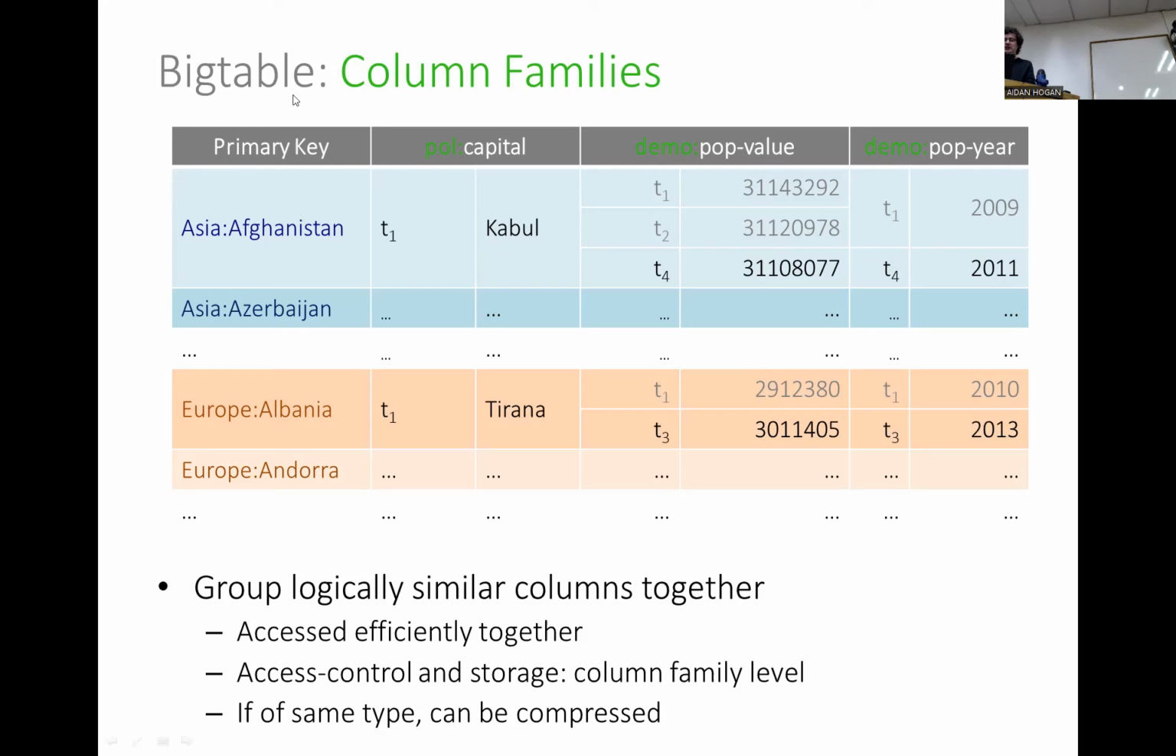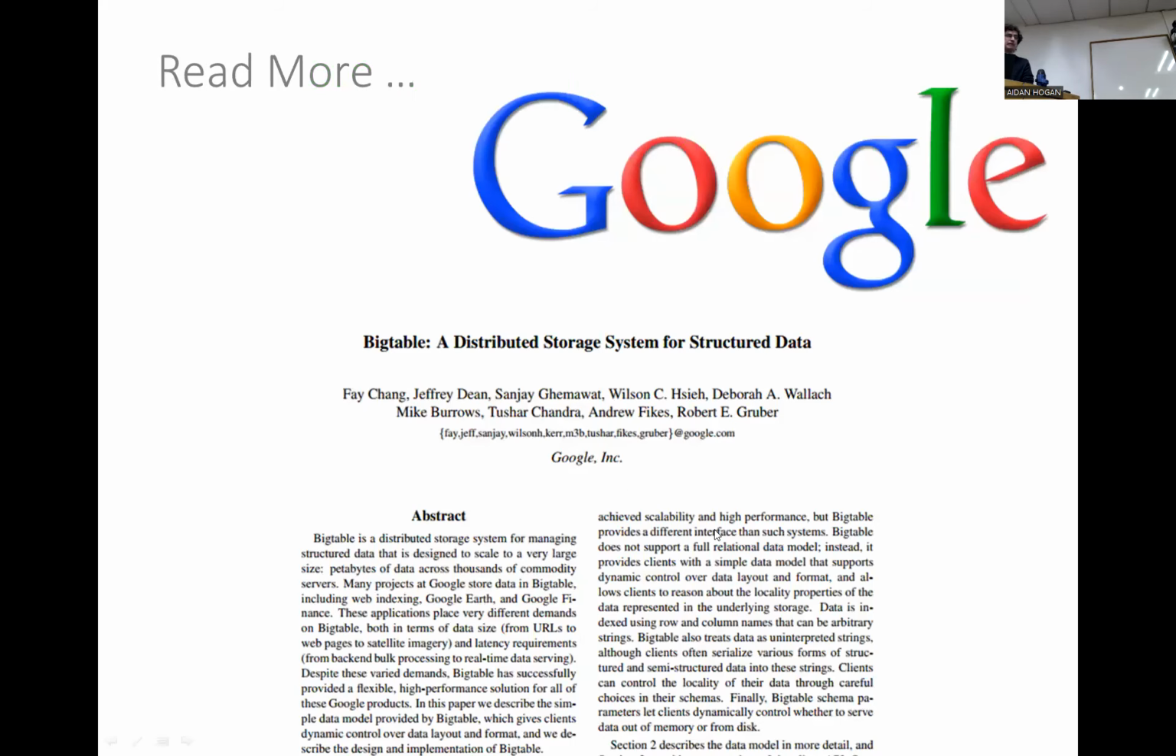And in this case, we have some demographic information, which groups together the population value and the population year. So essentially, these column families we can read independently of each other without having to read the other column families in the same table. They're data that are stored together and can be read together very efficiently. And we can also define access control at the level of column families. And this is where the name column family store sometimes comes from.